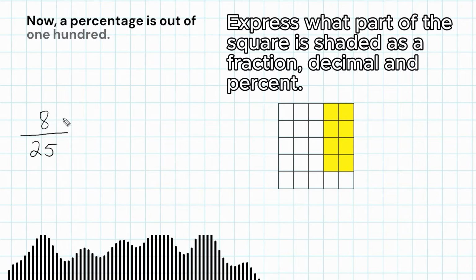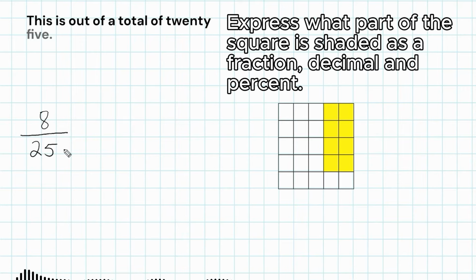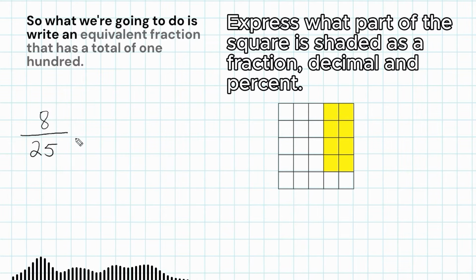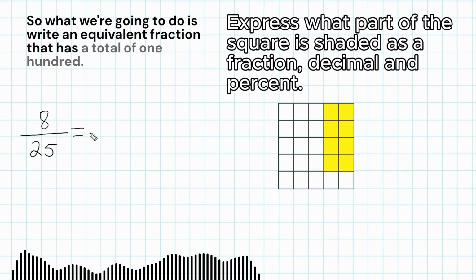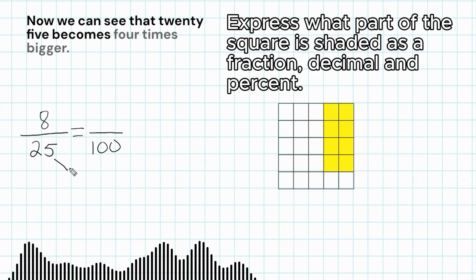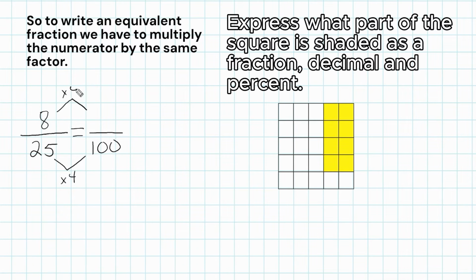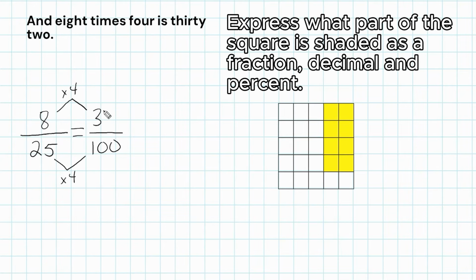Now, a percentage is out of 100, and we can clearly see this is not out of 100. This is out of a total of 25. So what we're going to do is write an equivalent fraction that has a total of 100. Now we can see that 25 becomes 4 times bigger. So to write an equivalent fraction, we have to multiply the numerator by the same factor. And 8 times 4 is 32.